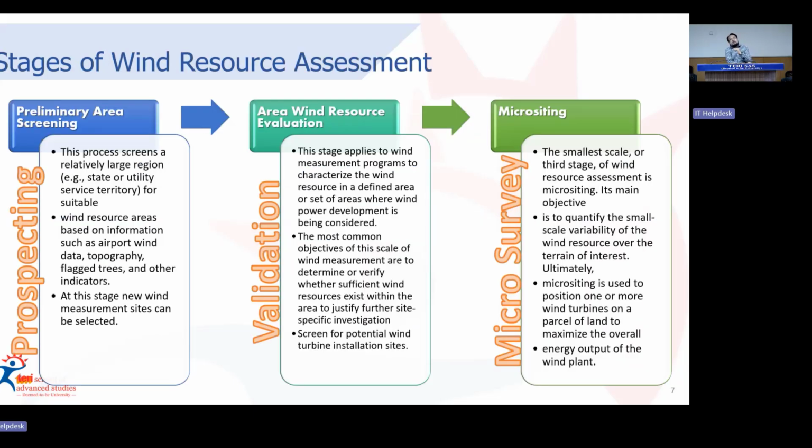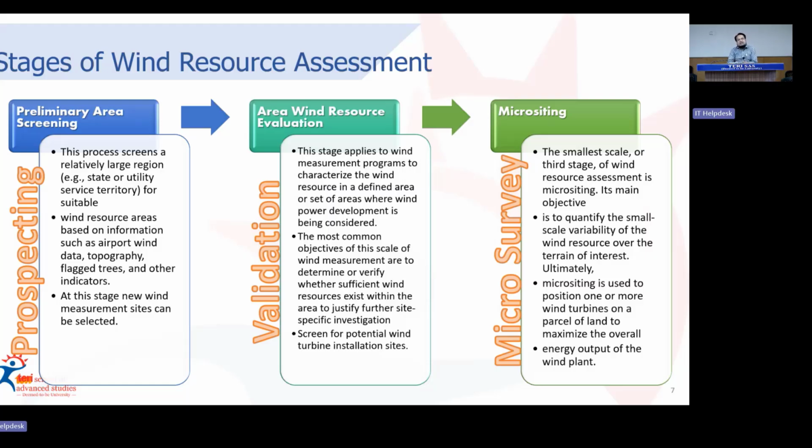Wind resource assessment is basically carried out in 3 stages. The first stage is called prospecting, which is also called preliminary area screening. The second stage is called validation. It is also called area wind resource evaluation. And the third stage is called micrositing, known as micro survey.